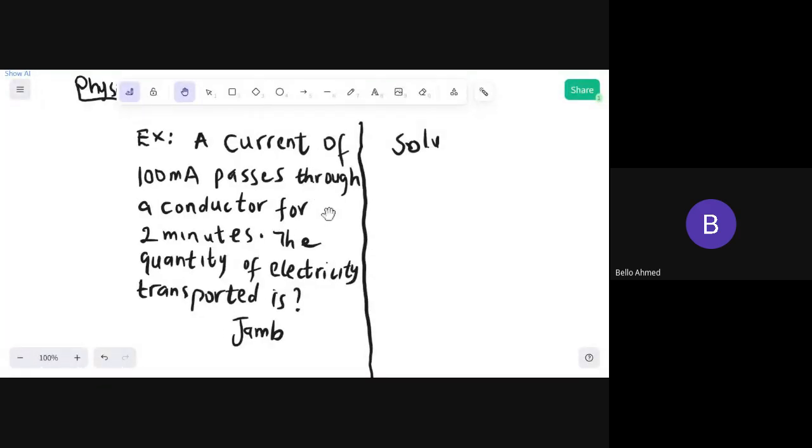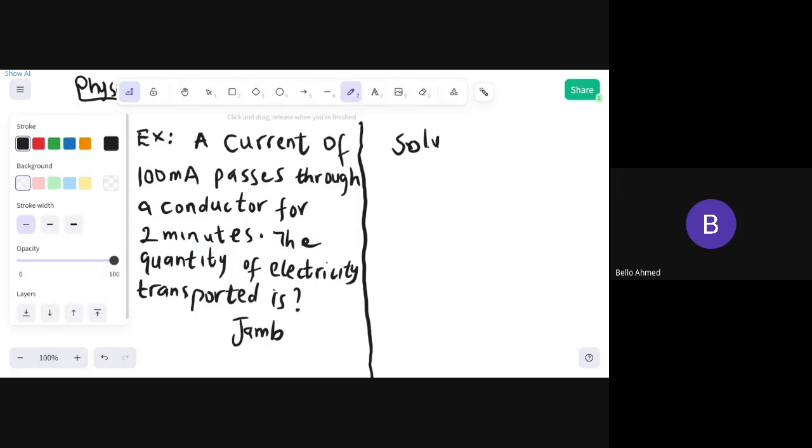Good day, everyone. Please let us quickly look at this question also. Now, we have to solve this question. A current of 100 milliampere passes through a conductor for 2 minutes. The quantity of electricity transported is. Now, this question is a JAMB question. Now, how do we solve this problem?